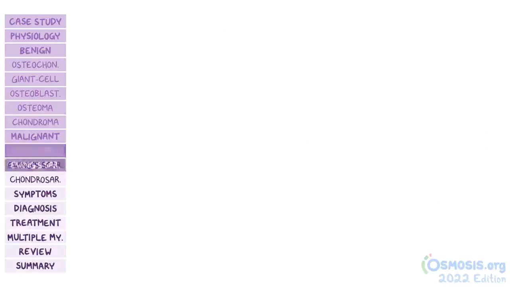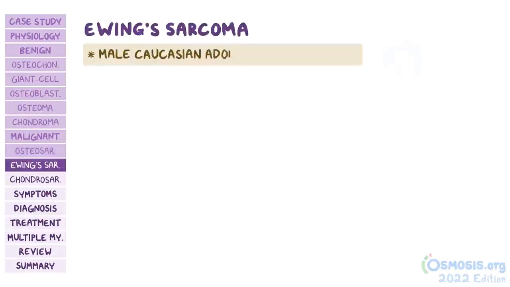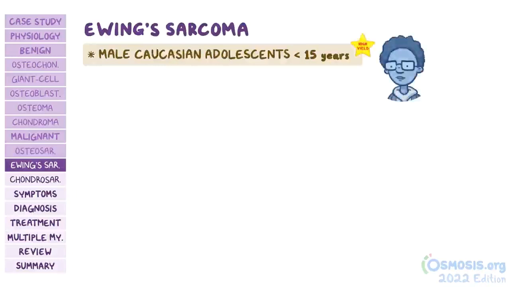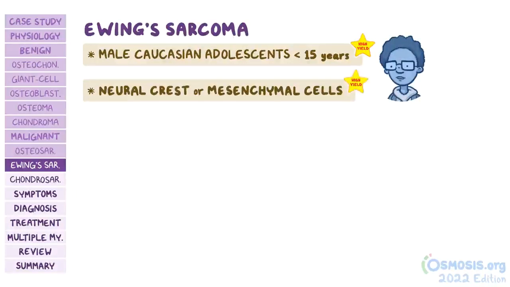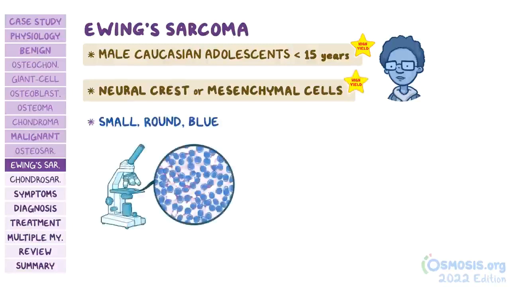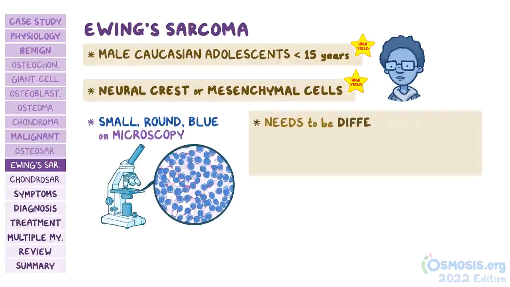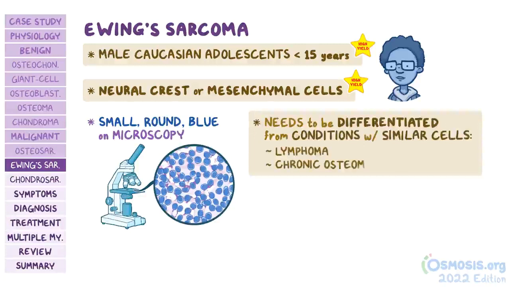Another type of malignant bone tumor is Ewing's sarcoma, which is common in male Caucasian adolescents under 15 years of age. Origin-wise, there's still some debate, but most seem to think the tumor arises from either neural crest cells or mesenchymal cells. Regardless of their origins, these malignant cells look like small, round, blue cells that resemble lymphocytes on microscopy, which is why Ewing's sarcoma needs to be differentiated from conditions with similar cells, like lymphoma and chronic osteomyelitis.